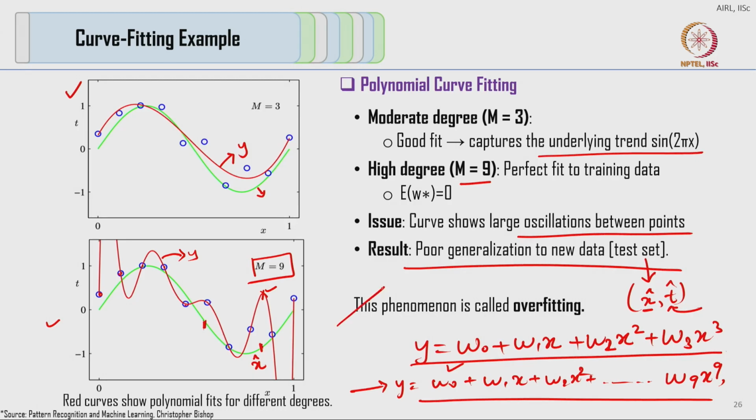Now this overall phenomenon is known as overfitting, and this could also be related to having a huge number of learnable parameters. When you have a huge number of learnable parameters, which for m equals 9 means about 9 learnable parameters, which are w, the model actually memorizes the data and doesn't generalize.